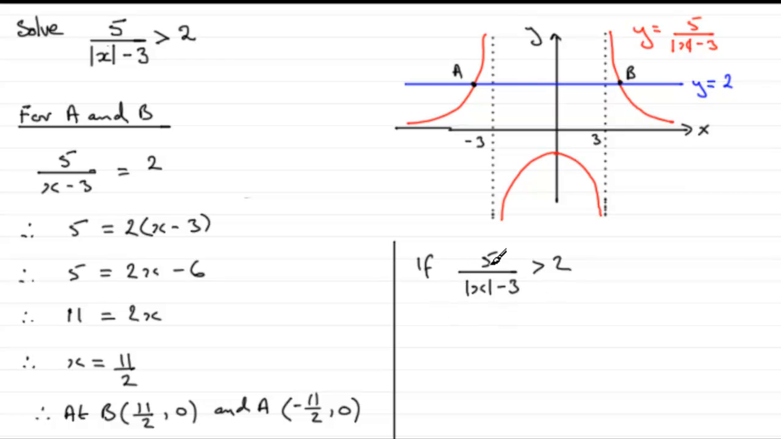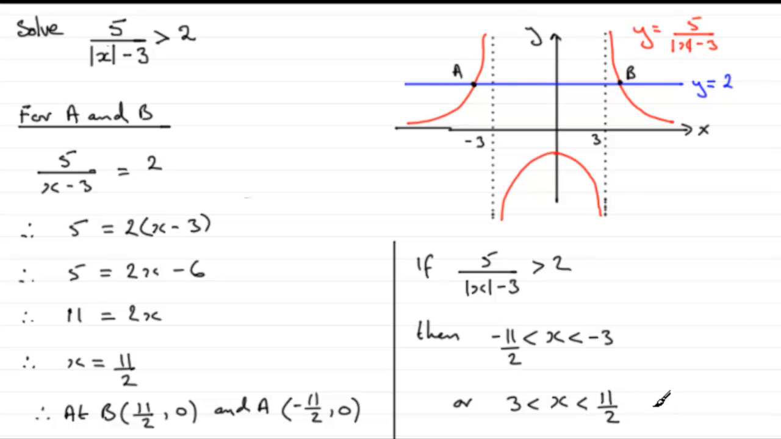So if 5 over the mod of x minus 3 is greater than 2, then we can see that x has to lie between the x coordinate of A, which is minus 11 over 2, and the x coordinate of the asymptote here, minus 3, or x has to lie between the asymptote here, x equals 3, and the x coordinate at B, which will be 11 over 2.